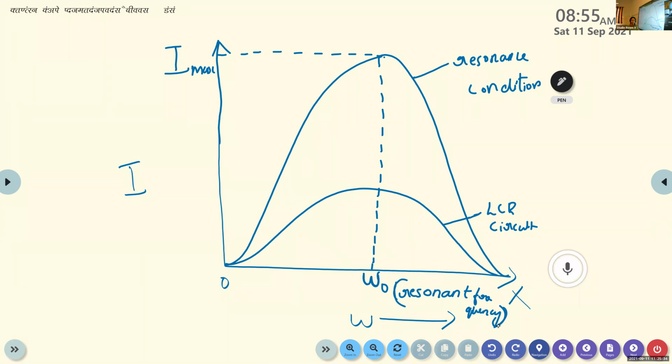Is it clear? Yes or no? Any doubt regarding this?